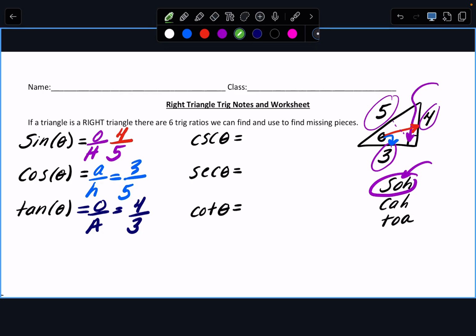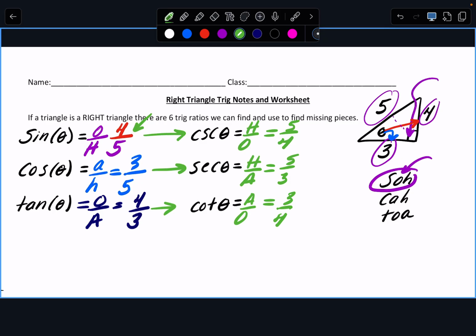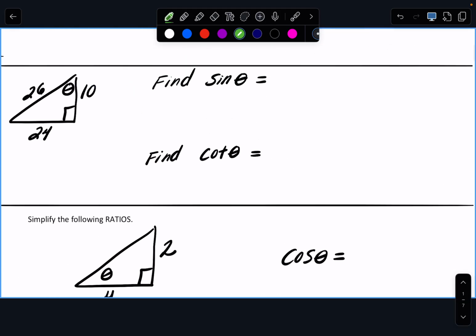Now remember these reciprocals. Reciprocal is not inverse. It's not the same thing. Reciprocal means fraction flip. So cosecant is considered the reciprocal of sine. So you literally will just do h over o. So that would be 5/4. Secant is the reciprocal of cosine. So it would be h over a. So then that would be 5/3. And cotangent, the easy one to remember, is the reciprocal of tan. So then that would be a over o, which would be 3/4. Okay, questions? Moving on.